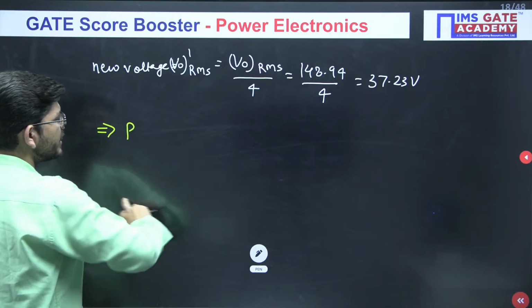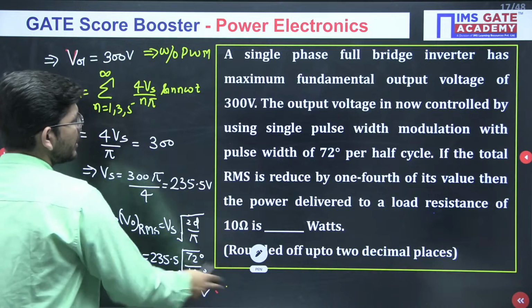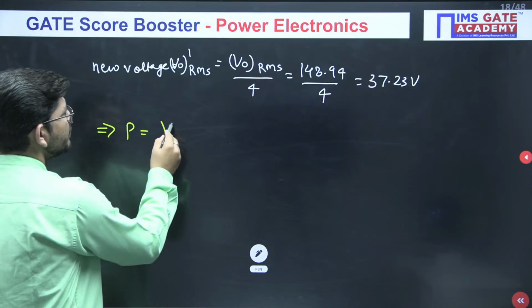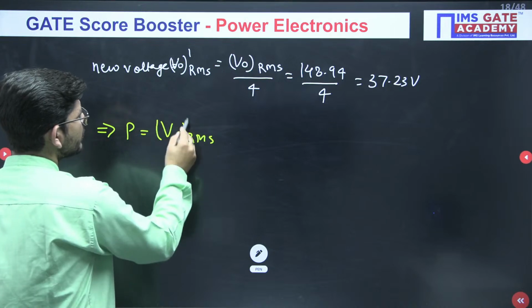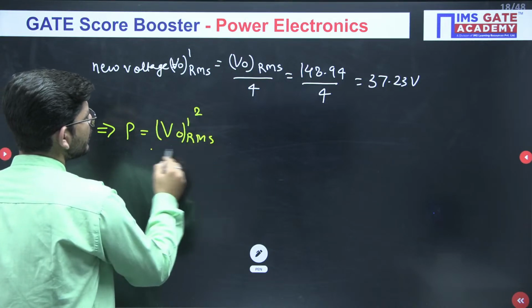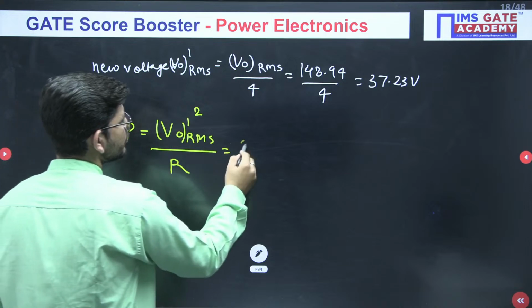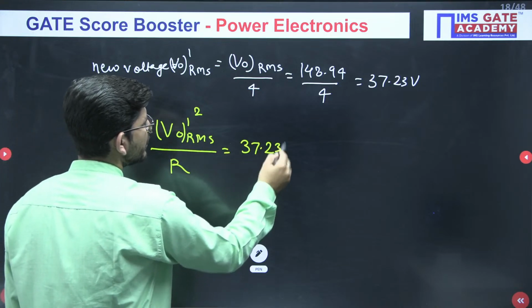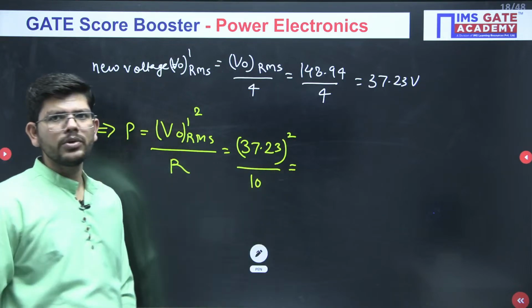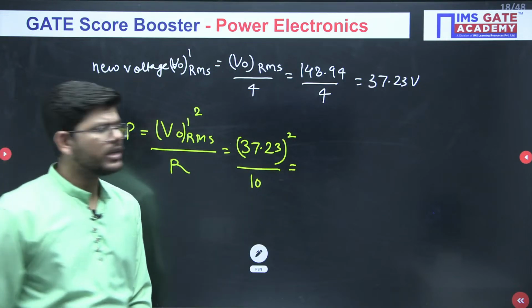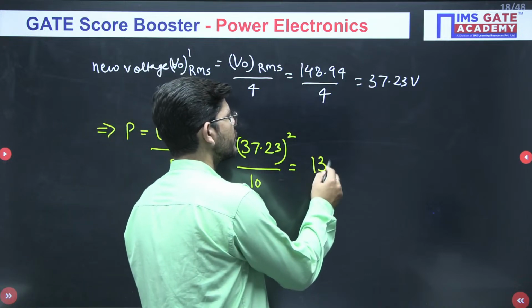Now what will be the power dissipated? We have a single phase inverter. So power dissipated will be simply the new RMS voltage V0 RMS squared divided by the resistance. So you will write 37.23 square divided by the resistance value, which is 10. When you do this, you will get 138.65 watts.